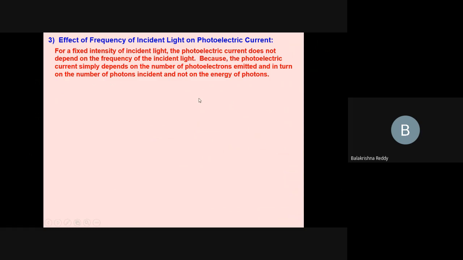Frequency means what? Frequency means the energy of the photon increases, but the intensity of incident light depends on the number of photoelectrons. If the intensity of incident light increases, the number of photoelectrons emitting out from the metallic plate will increase. It does not help the energy of the photon. Energy of a photon comes only from the frequency of light, remember.